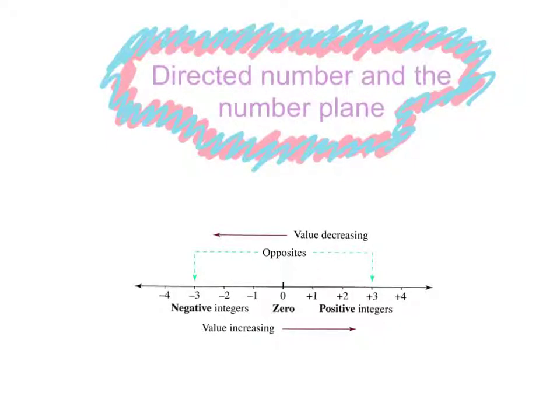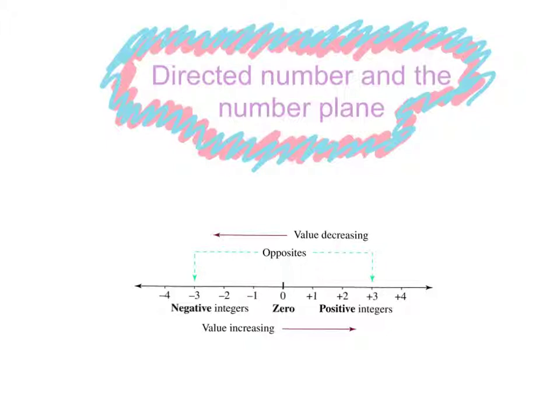Okay, Year 7, welcome to our new topic of directed number and the number plane. This is the very first time we have done anything on this topic, so we're starting brand new and fresh. Now, the number plane, we're not going to look at that just yet. We're actually just going to focus today on what directed numbers are and how we can put them on a number line, not a number plane.